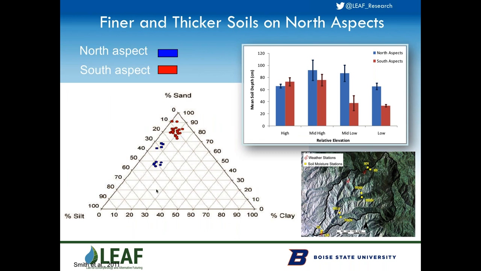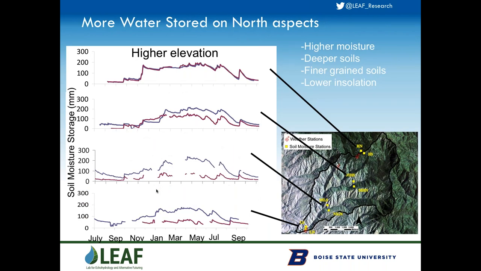That's part of the story, but also what we see, on the lower left, is a soil texture diagram where on north-facing slopes there are significant differences in the texture. North-facing slopes are finer grained, which allows for more water holding capacity, which directly influences the storage. And also the soils on the north-facing slopes are significantly deeper. So deeper soils, finer soils, and less solar radiation result in this significantly different soil water storage.